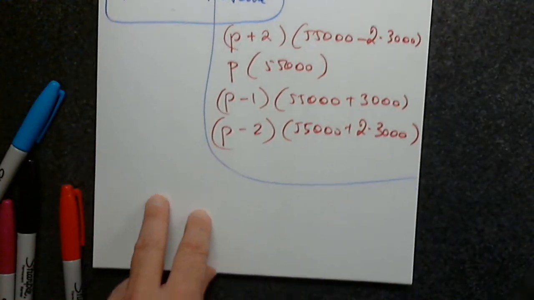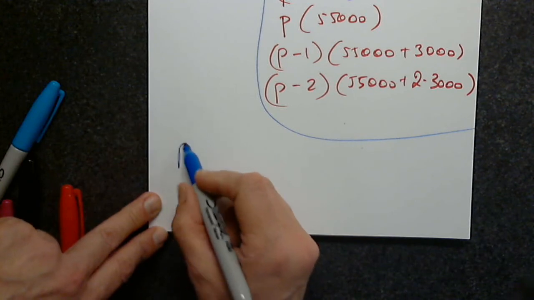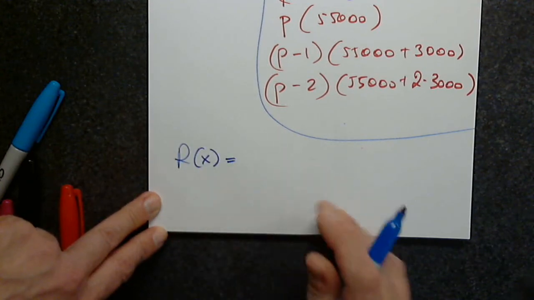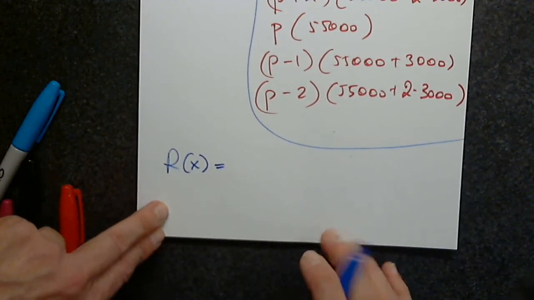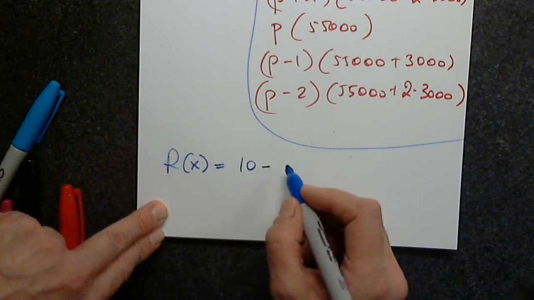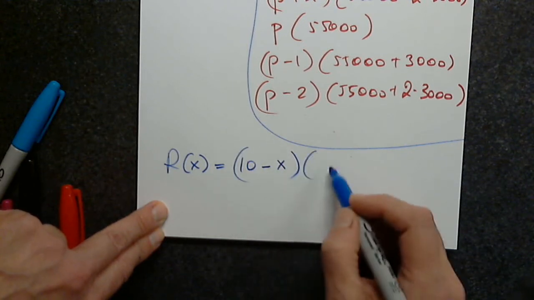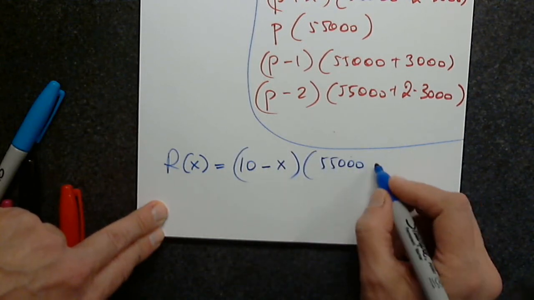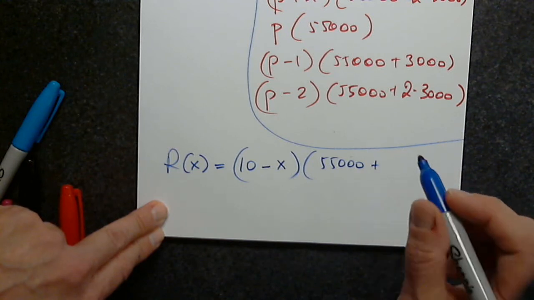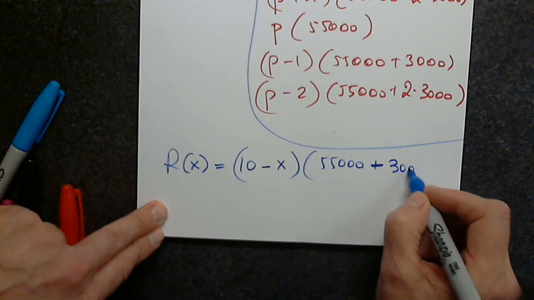So then I think we're close to writing a function. So R of X will be $10 minus X times 55,000 minus 3,000x.